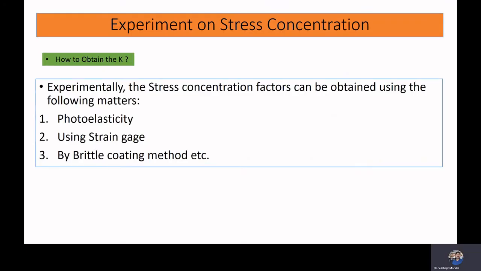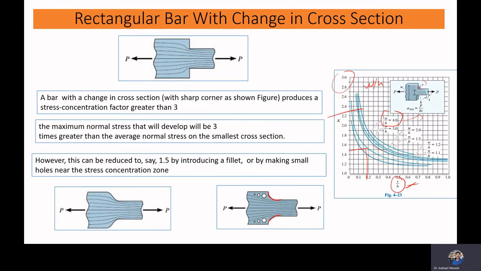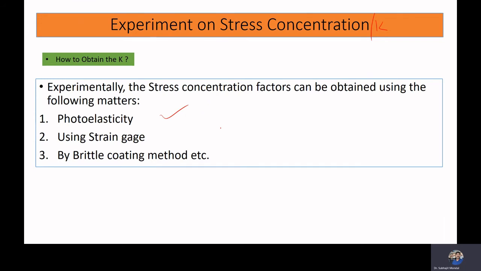Now the question is: how do we obtain the value of K experimentally? How can we obtain it through some experiment? Use photoelasticity. In photoelasticity, what happens? We have a sample, and we stress it, and then we pass a monochromatic light.